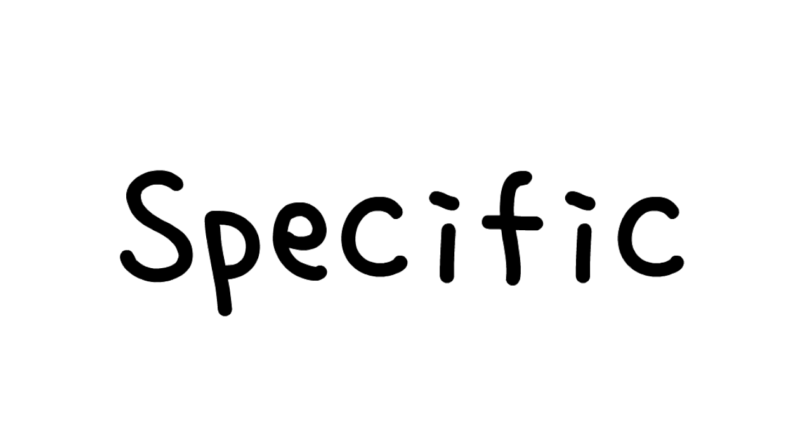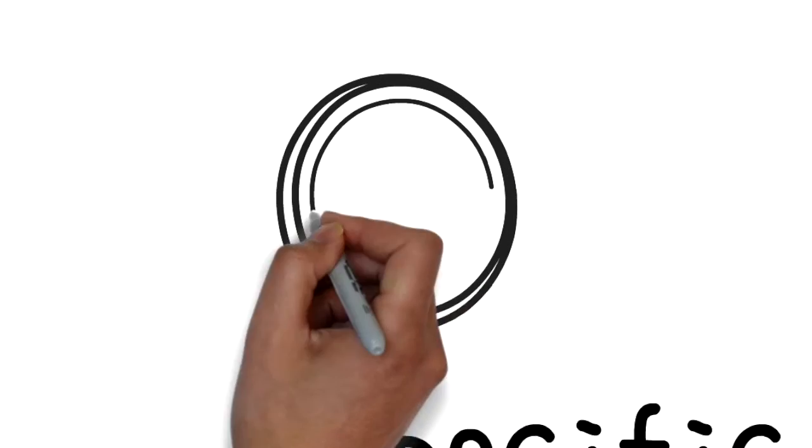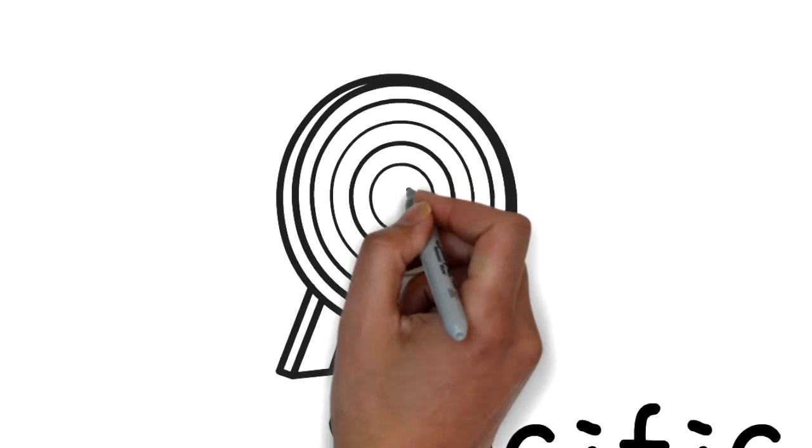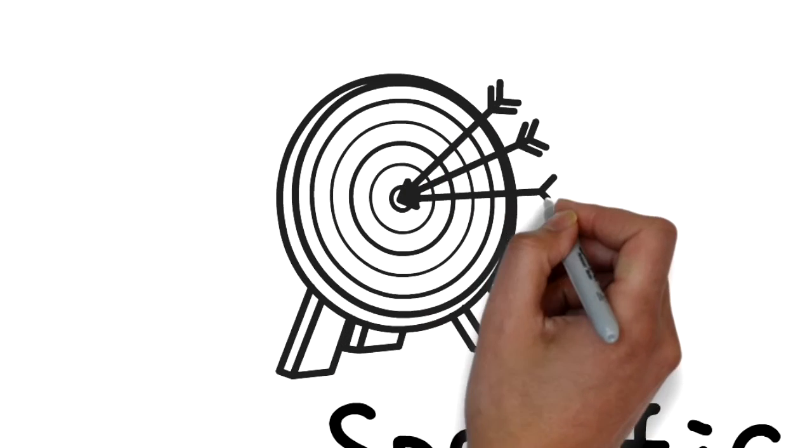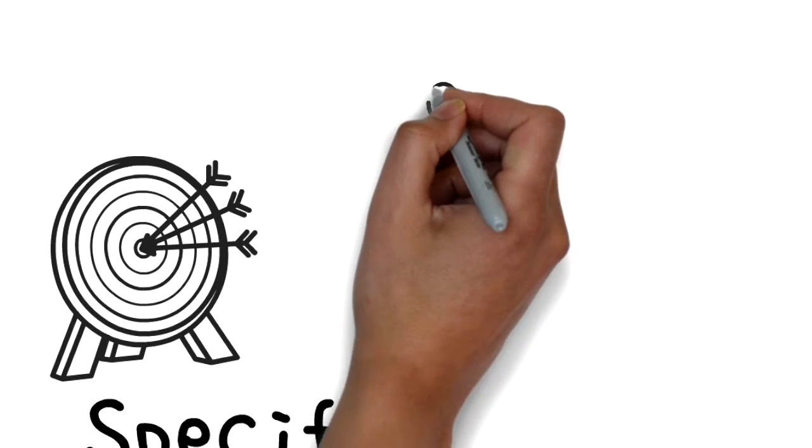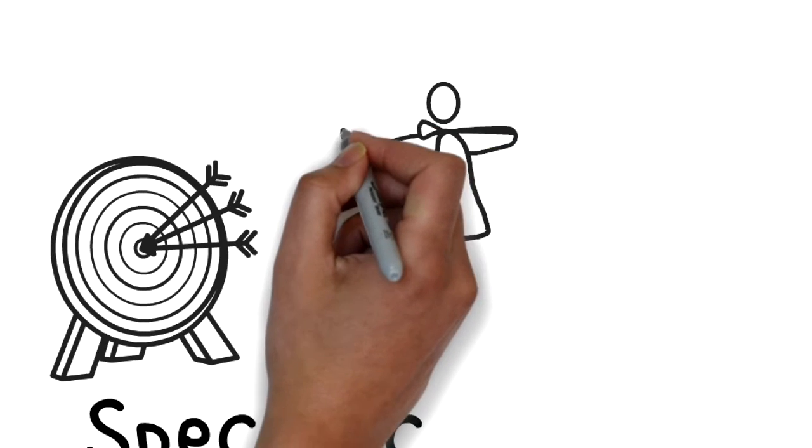S. Specific. When you give someone a goal, it needs to be specific. It needs to be clearly defined and unambiguous. Whether it is a large mission or a smaller task, you need to state exactly what success looks like.